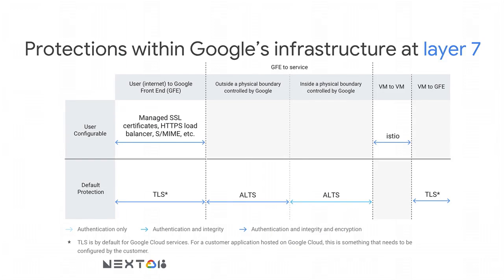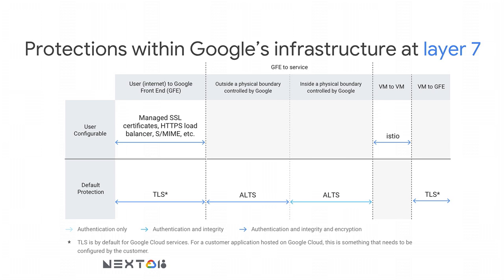Let's look up at the application layer again. As you recall, we use TLS to encrypt data from the user to the Google front end, and also from a VM to the Google front end, because that's how we route traffic back through the GFE. And then we use ALTS within Google's infrastructure between services for authentication, integrity, and furthermore, encryption between physical locations. To avoid confusion, I also want to point out here that VM to VM traffic, it's not that it's not protected. Again, it's protected at layer 3.